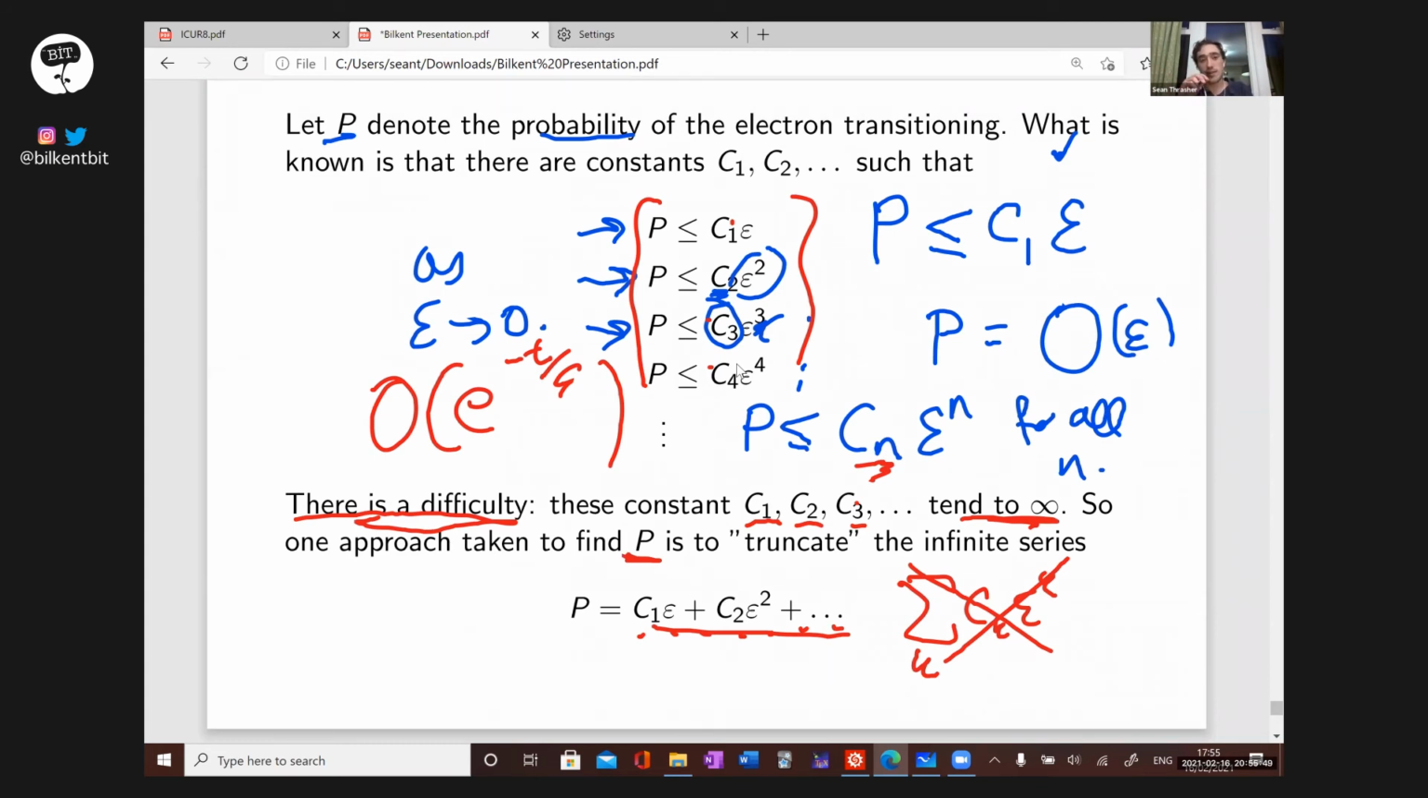It goes to infinity fast, so you have no choice but to truncate the series. Otherwise you get an infinity as your answer. Okay, thank you. Okay, brilliant.